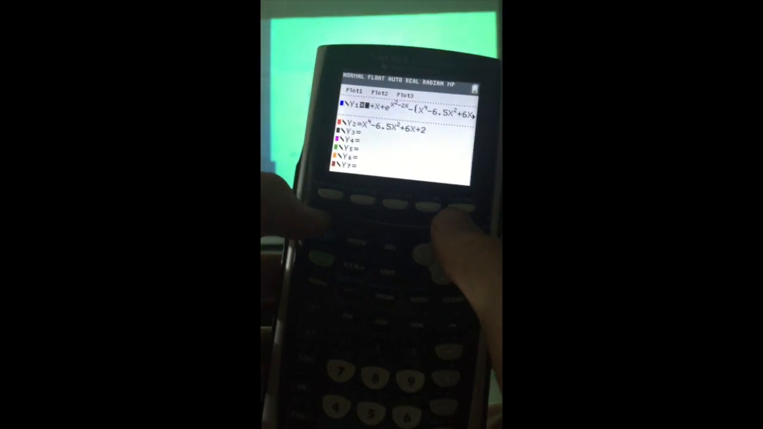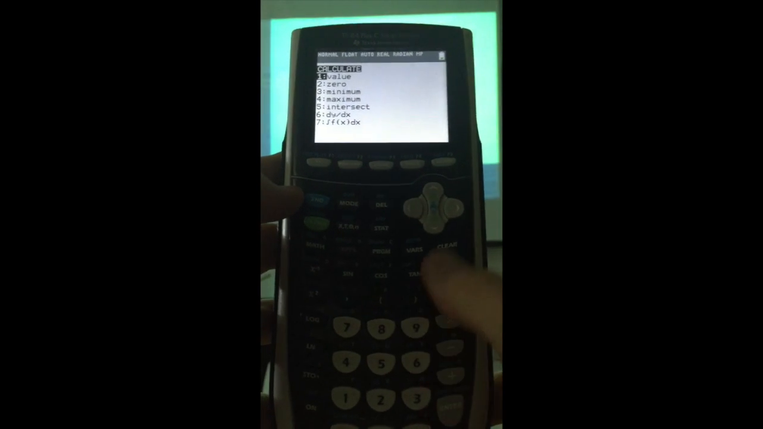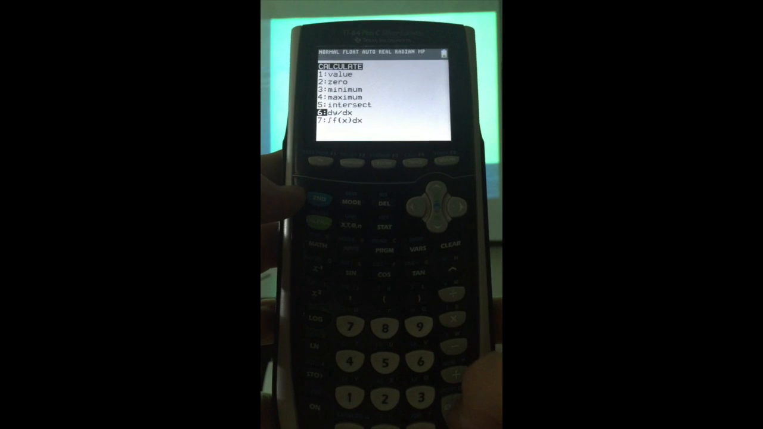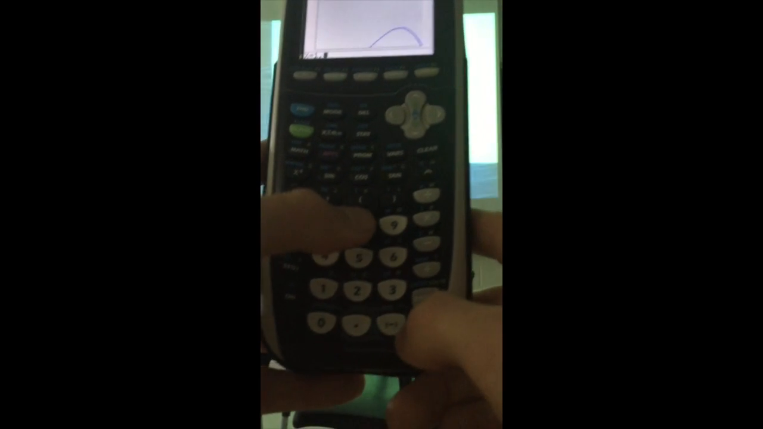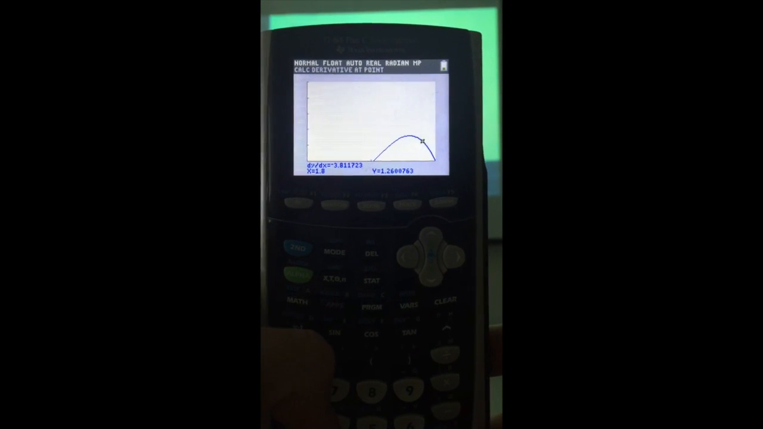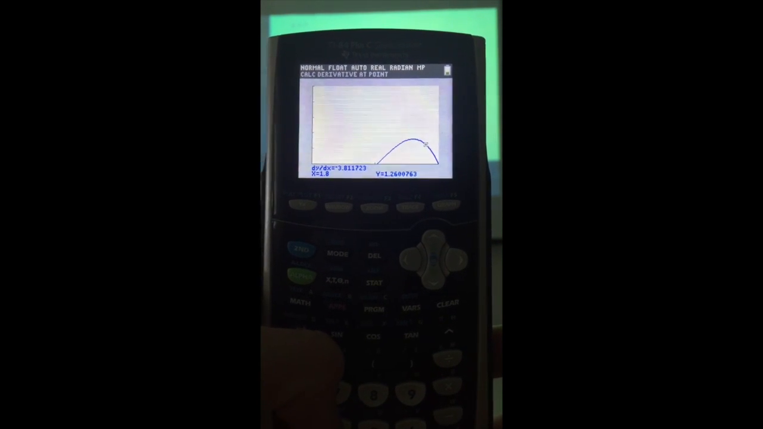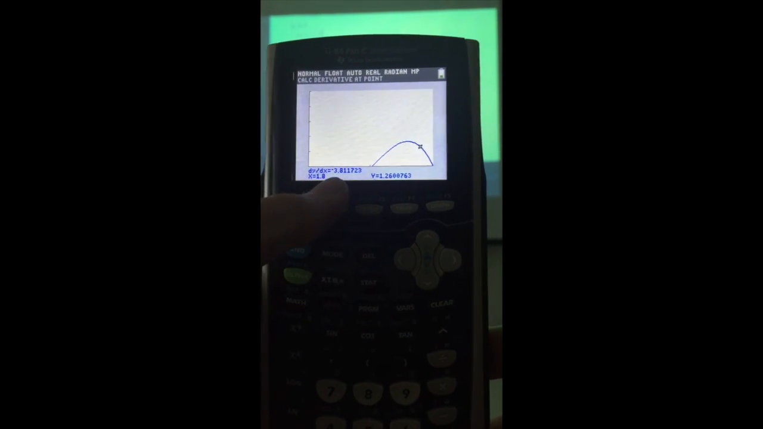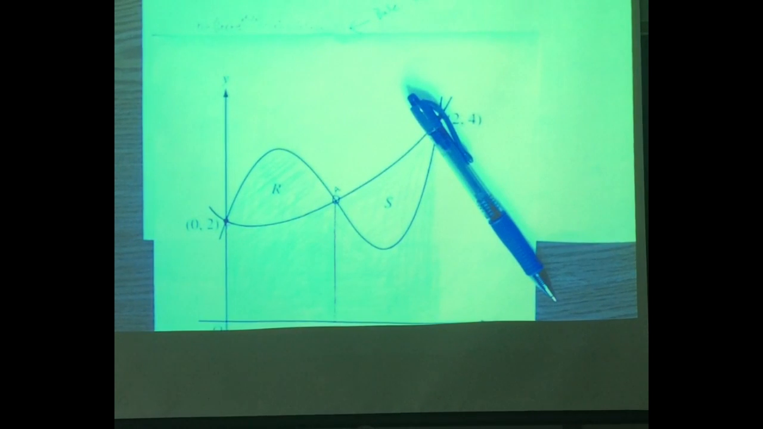Go to Second Calc, scroll down to number 6, dy over dx, and type in your x value of 1.8. The calculator will do it all for us, and it gives us our answer of negative 3.812. But just so we make sure you know why you're doing that, let's go over the problem on paper and save the calculator for later.